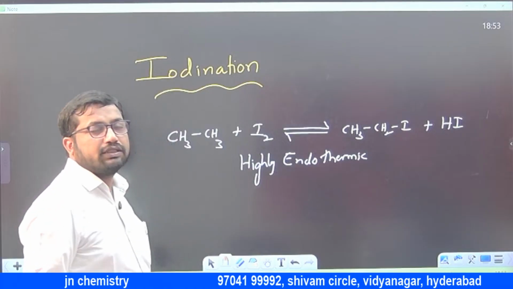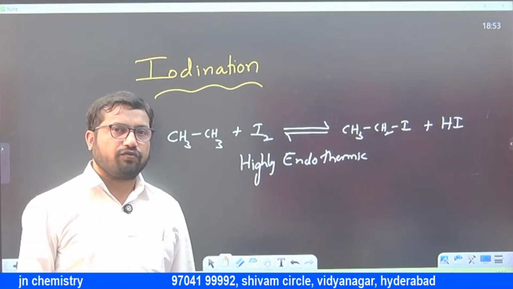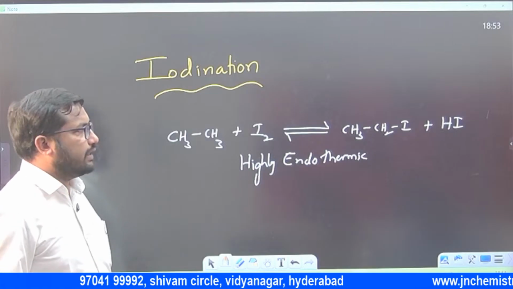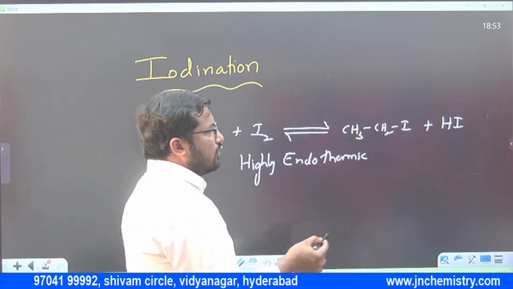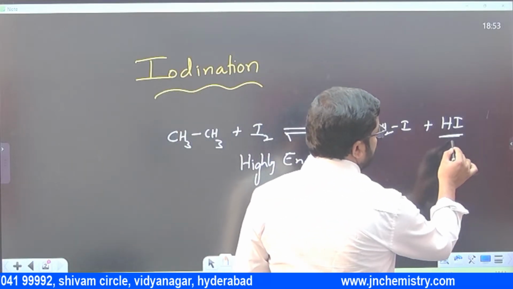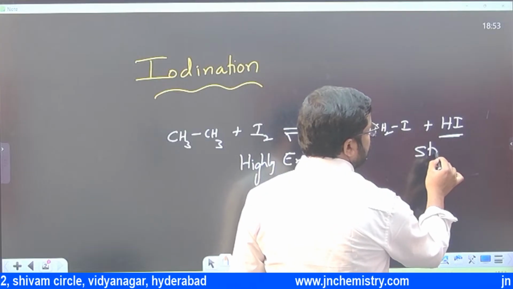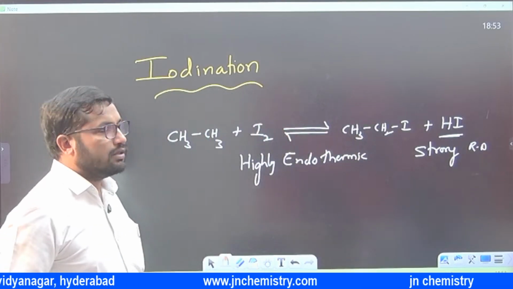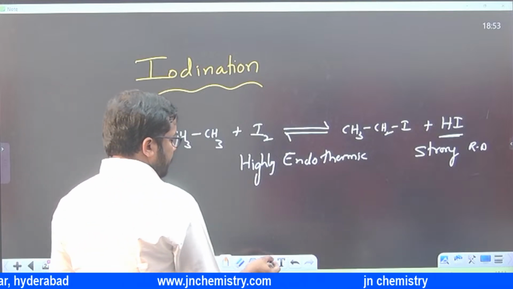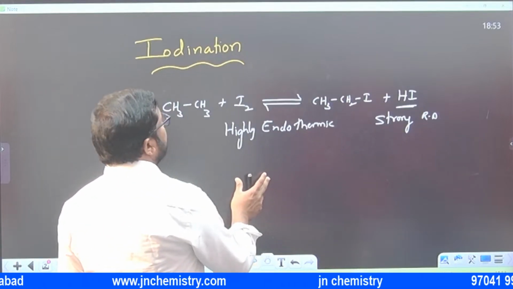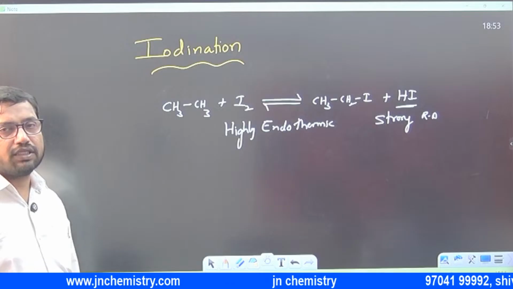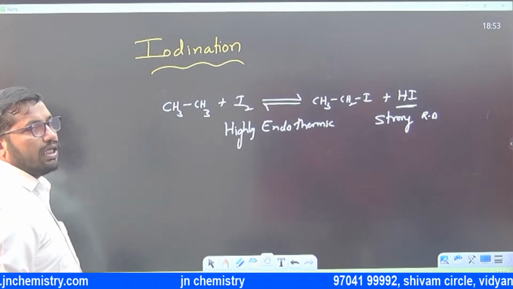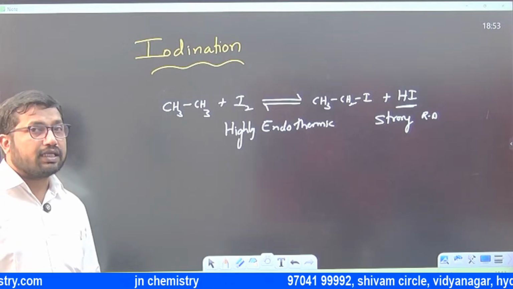Generally exothermic reactions are more favorable. This is an endothermic reaction, which means we need to give heat, and as HI is a strong reducing agent, the backward reaction takes place. So actually this reaction generally won't take place, but we can do this in the presence of oxidizing agents. The oxidizing agents will oxidize the HI.